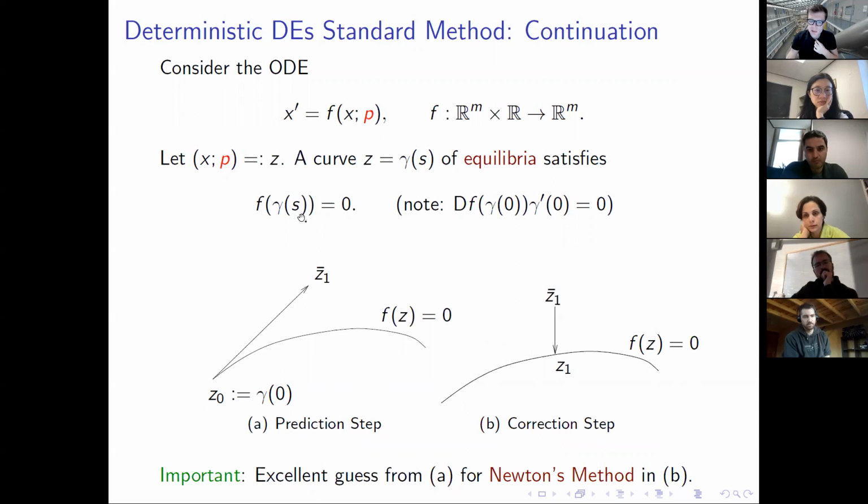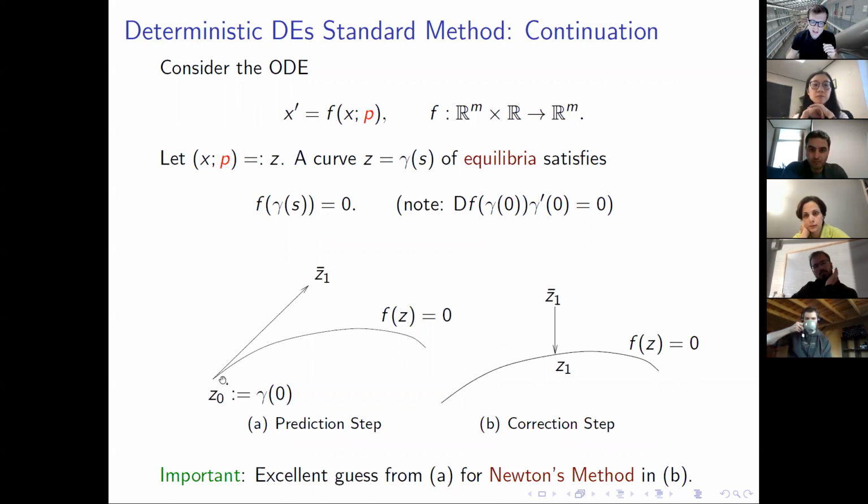Well, for this equilibrium finding problem, it's quite easy to see that if you differentiate this implicitly with respect to the parameterization parameter S, by the chain rule this gives you that the tangent vector to this curve is just a solution of a linear system. The linear system is basically: you sit at this point, compute the Jacobian at that point, and then solve for the tangent vector. So this can easily be computed.